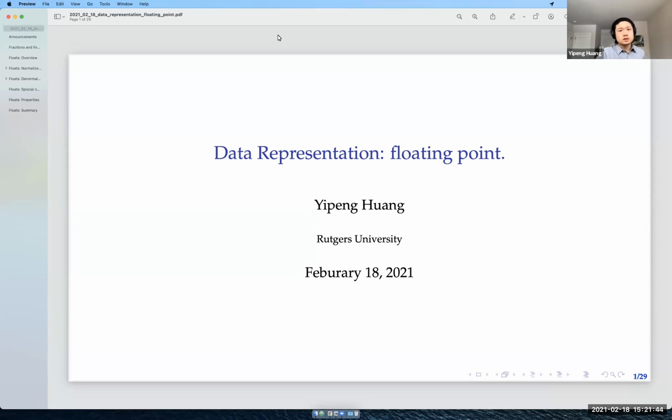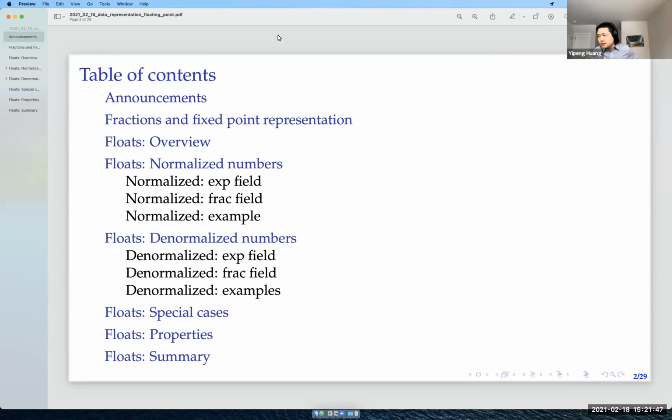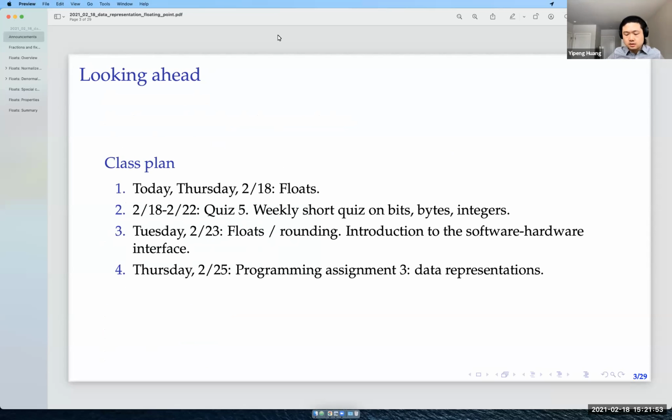Okay, so yeah, let's get started. Today, the focus is going to be on floating point numbers. And again, we'll start with some announcements.